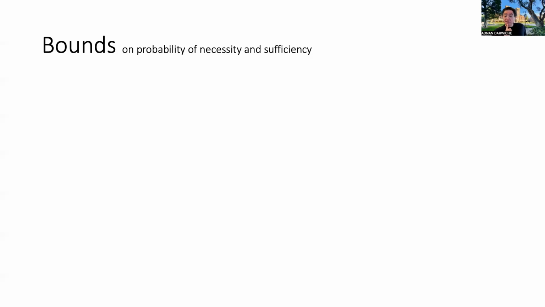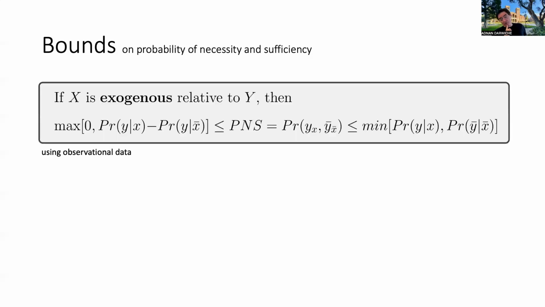This bound is as follows. Now, let's look again. We need to pay attention to two things. One is, what are the conditions? Second, are we talking about observational or interventional data? We're still in the world of observational data. And we only need X to be exogenous relative to Y. And here's the bound. It says this is bounded from below by this, bounded from above by that. Look what happened here. Conditional probability, conditional probability, conditional probability, conditional probability. All this can be estimated from observational data.